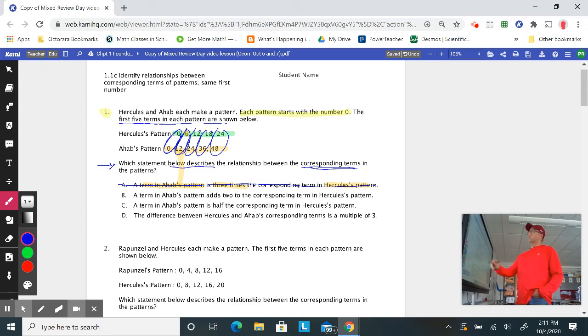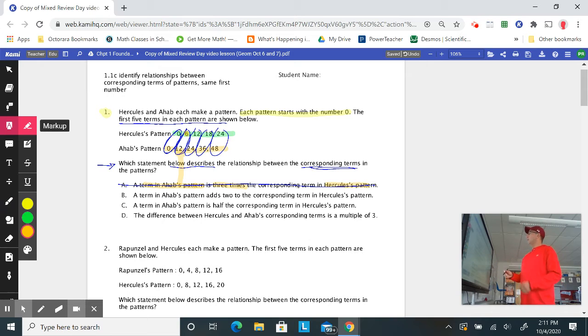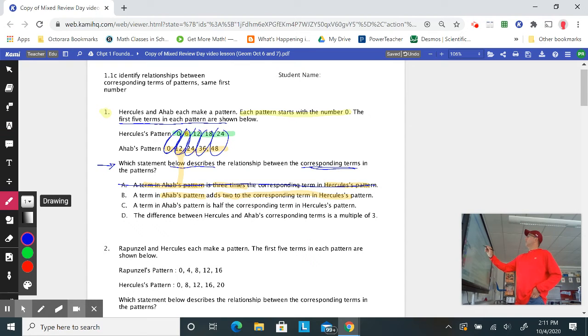The next one, B, talks about a term in Ahab's pattern. So again, we're looking at Ahab's pattern. It adds 2 to the Hercules term. So you look at Ahab's pattern, but you have to go to the Hercules term and add 2 to it. So if I add 2 to the 6, of course I get 8 and not 12. Well, that's not going to be right.